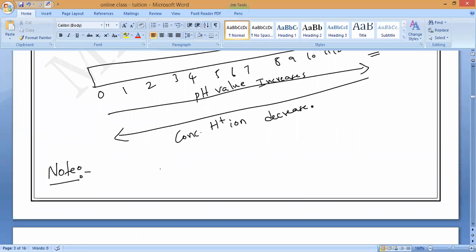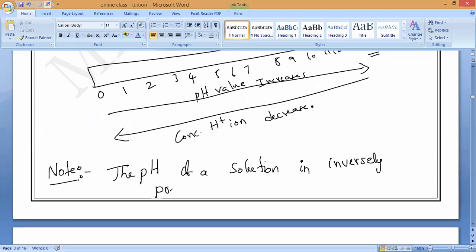Now, what does that point mean? Write it. The pH of a solution is directly or inversely proportional, Ra? Inversely proportional. Understand, Arun Karthikeyan? The pH of a solution is inversely proportional to the concentration of H plus ions. Please note it down. Very, very important.